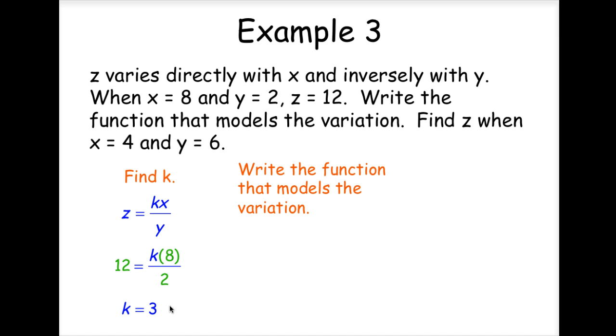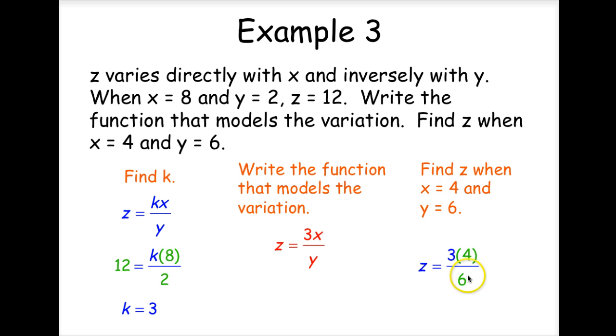Now we're going to write the function that models the variation. We know that z is equal to kx over y, and we now know that k is 3. We are to find z when x is 4 and y is 6, so simply substitute in 4 for x and 6 for y. 12 divided by 6 is 2, so z would be 2.